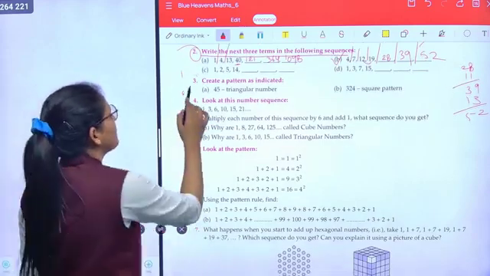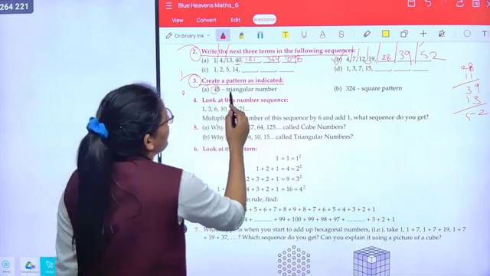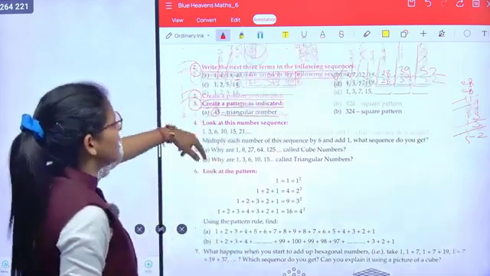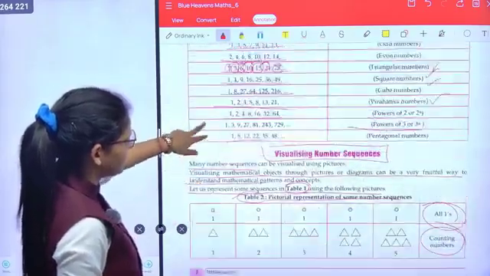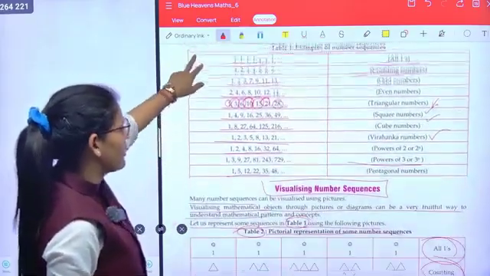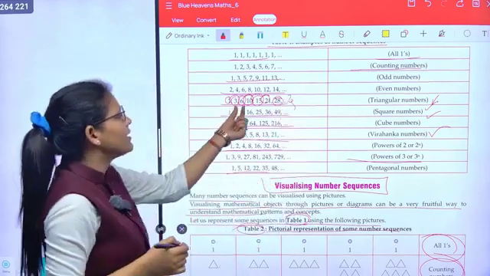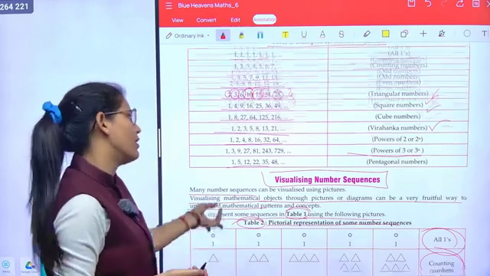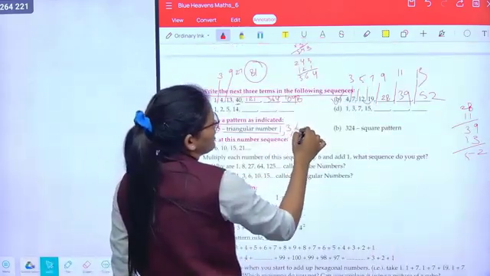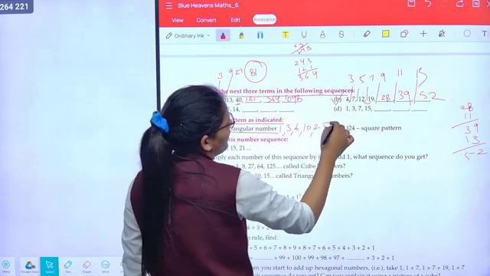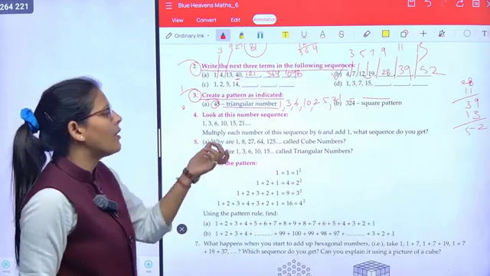Come on, question number 3. Create a pattern as indicated, the triangular numbers. Class C. मैंने आपको यहाँ पर can see here. These are triangular numbers. So 1, 3, 6, 10, 15, 21. You can write here 1, 3, 6, 10, 15, 21 and so on. These are the triangular numbers. Rest of the part do yourself.